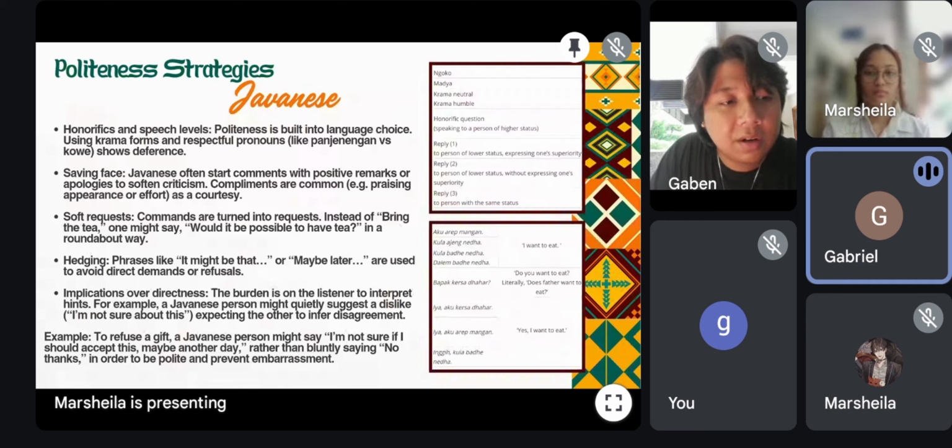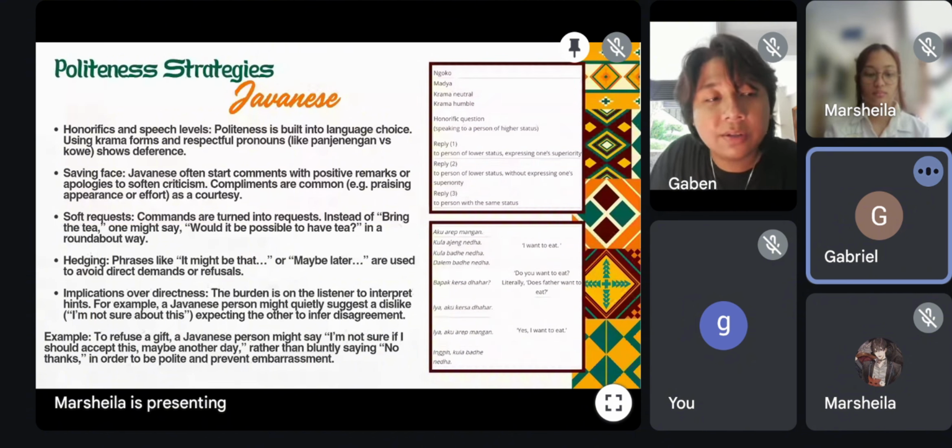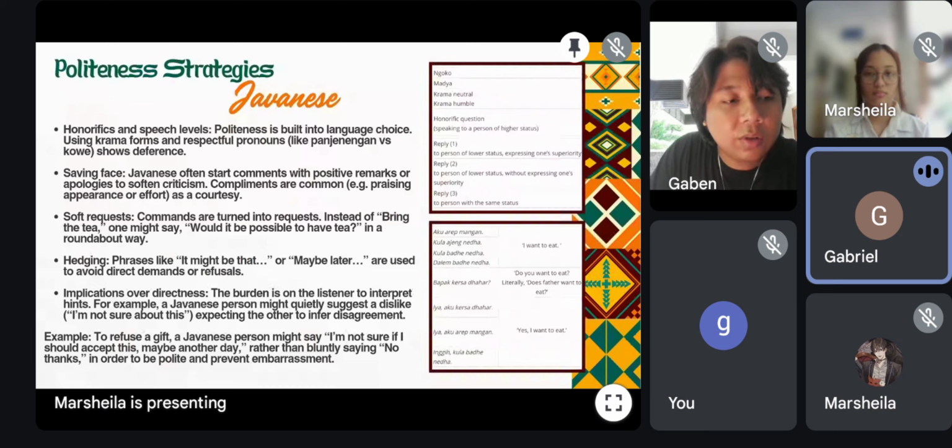There's also the saving face culture, where Japanese often start comments with positive remarks or apologies to soften criticism. Compliments are common, like praising appearance or effort as a courtesy. There are also soft requests, where commands are turned into requests. Instead of "bring the tea," one might say, in a roundabout way, "Would it be possible to have tea?"